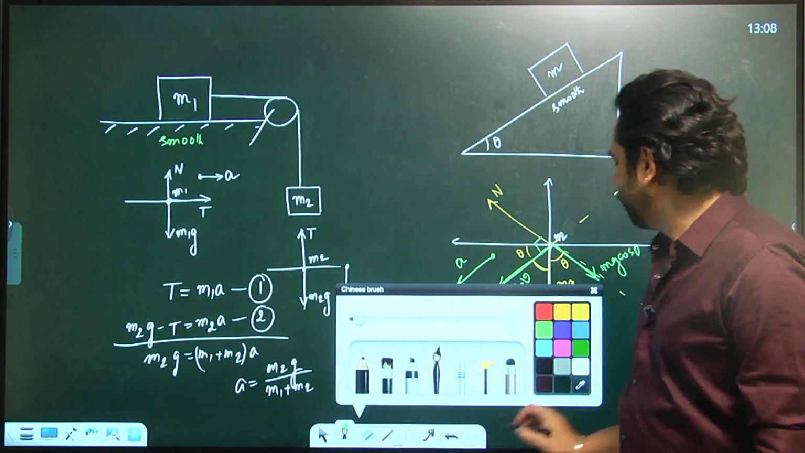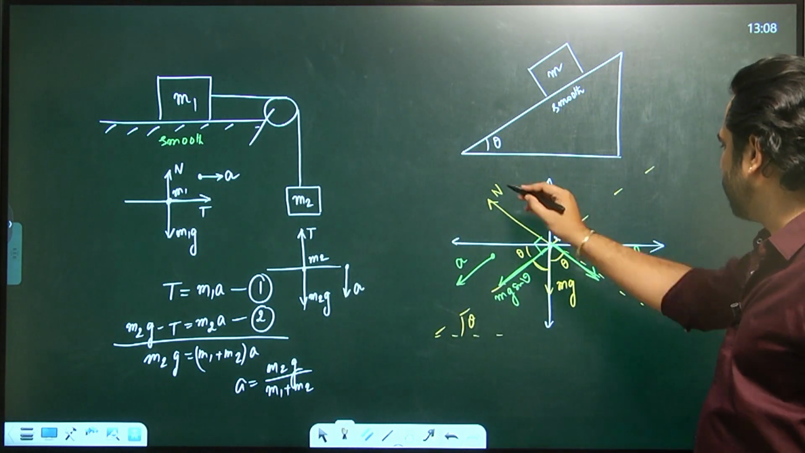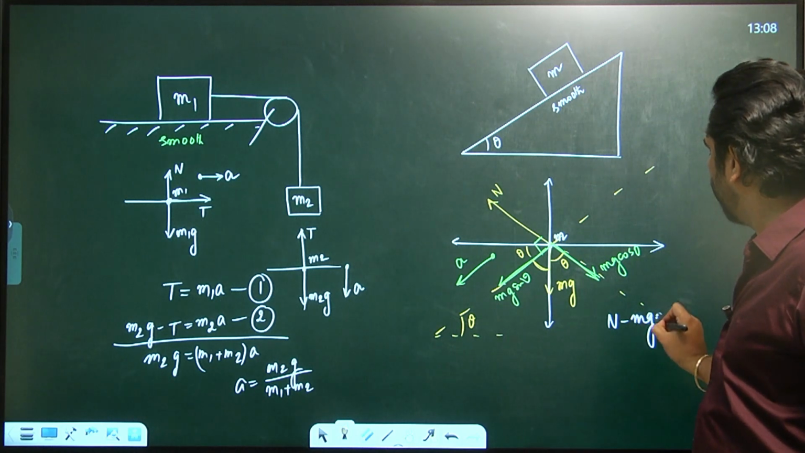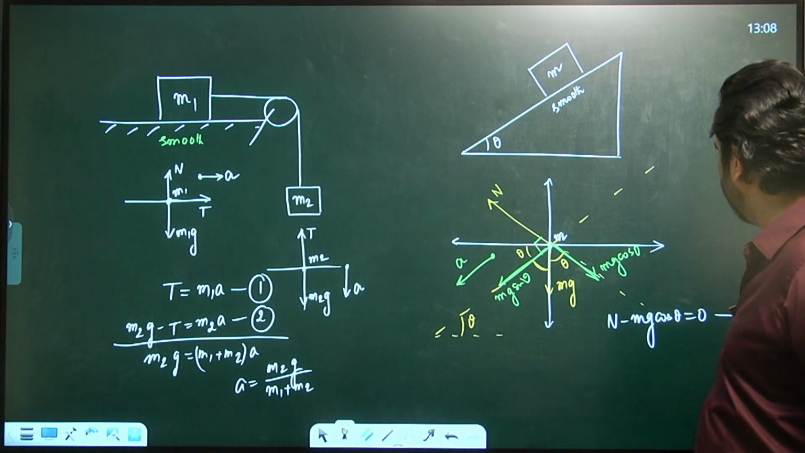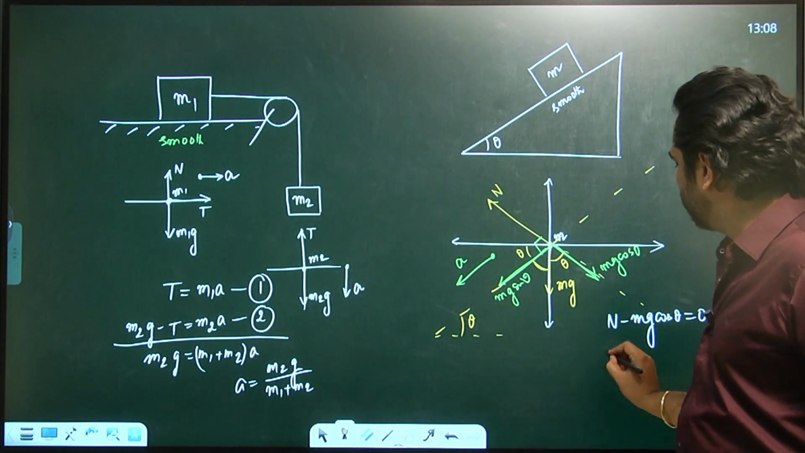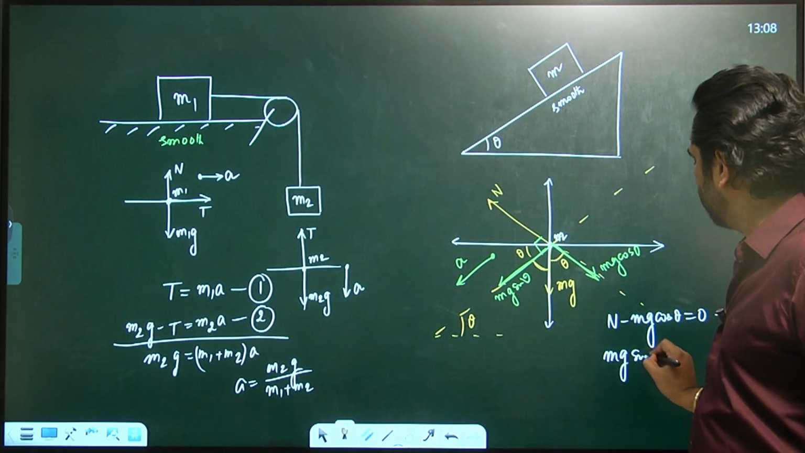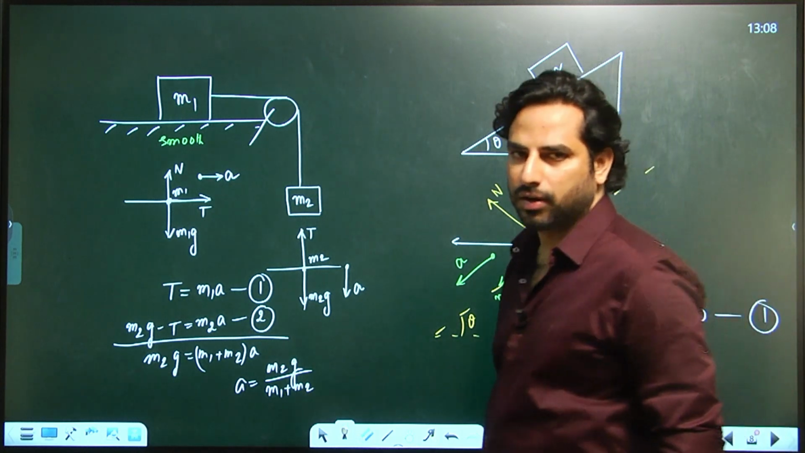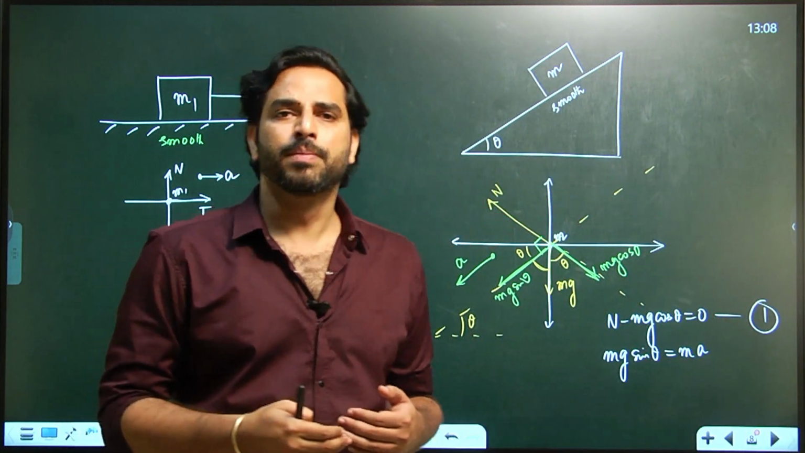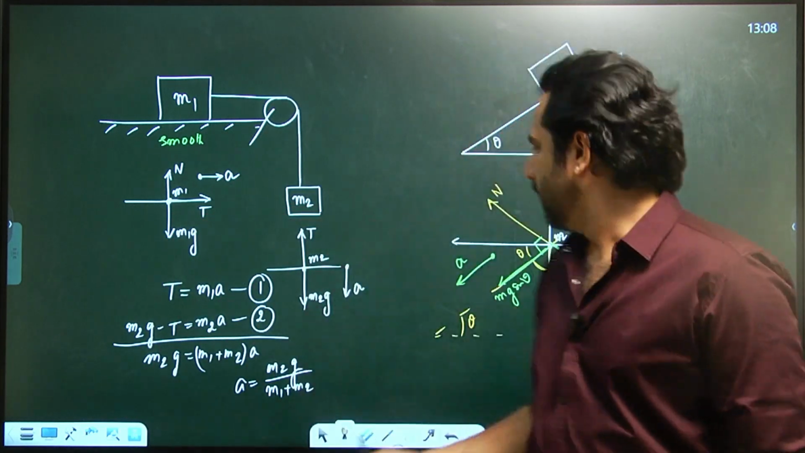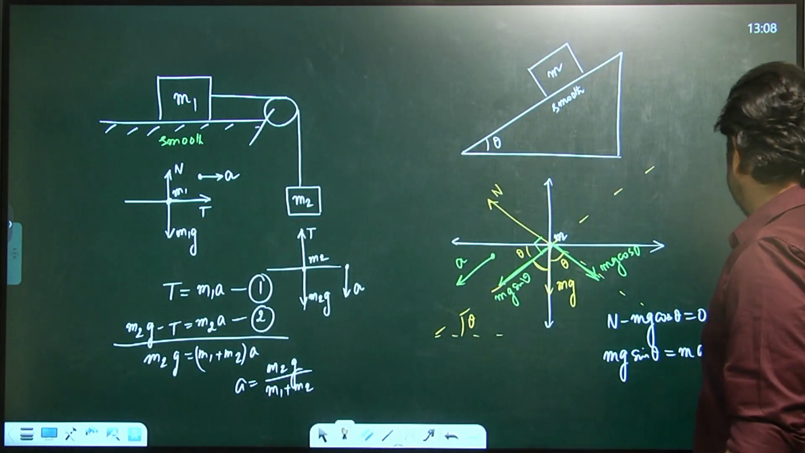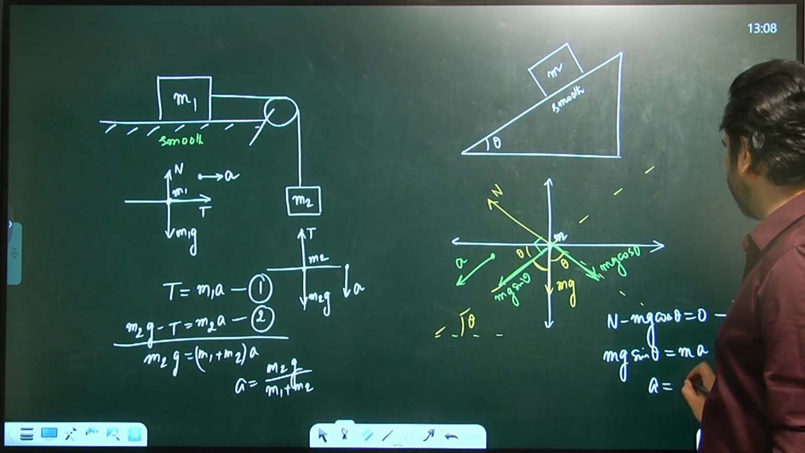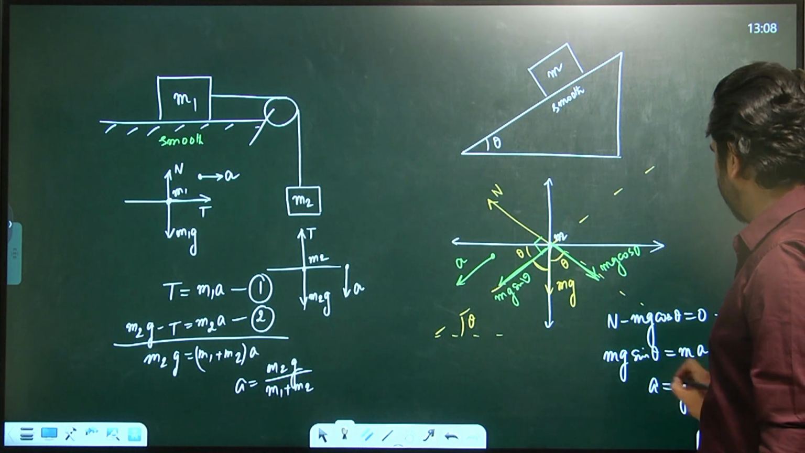Now applying Newton's laws to get equations to solve: perpendicular to the plane, net force is 0. So N minus mg cos theta is 0. This is the first equation. And along the plane, net force is mg sin theta, which is equal to mass into acceleration, because according to Newton's second law, for a constant mass system, net force is mass into acceleration. From the second equation, I can solve to get the acceleration, which is g sin theta down the plane.